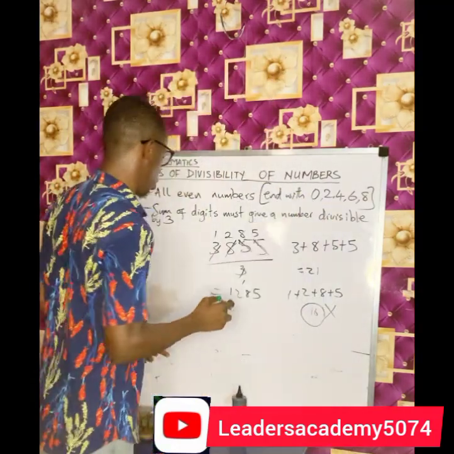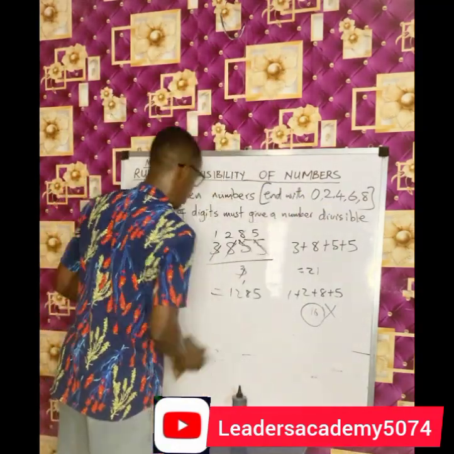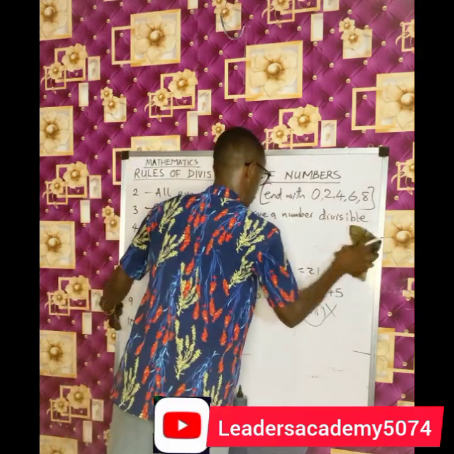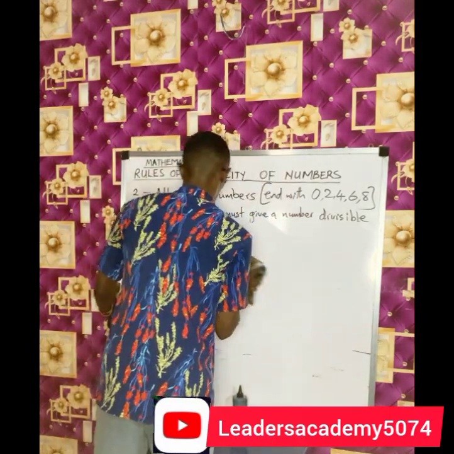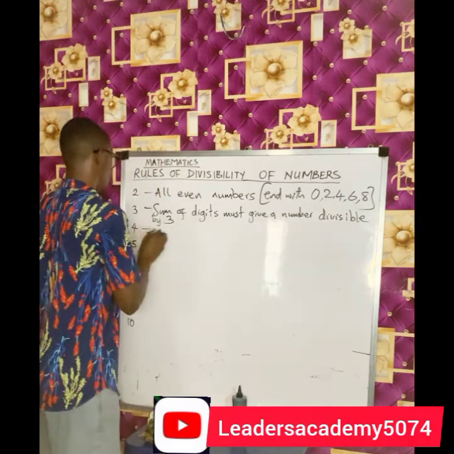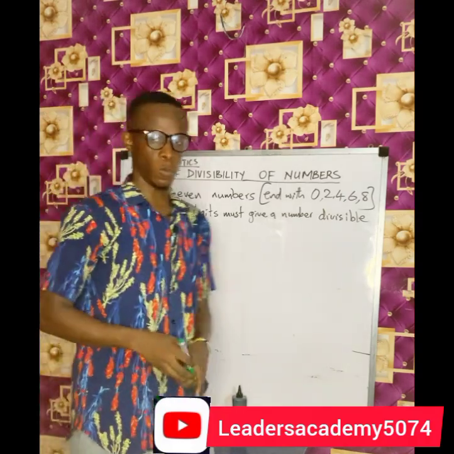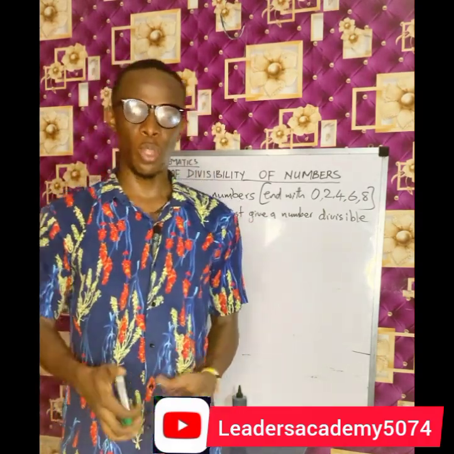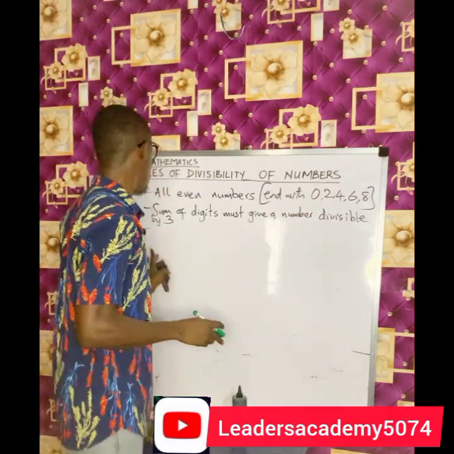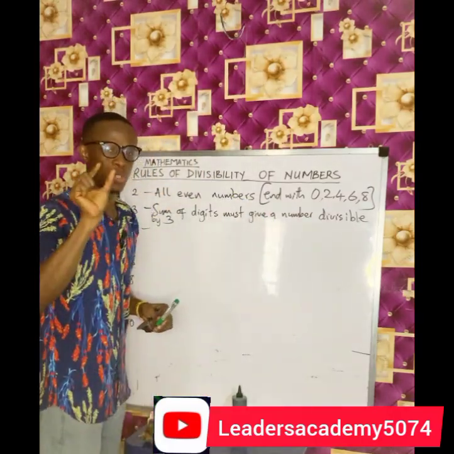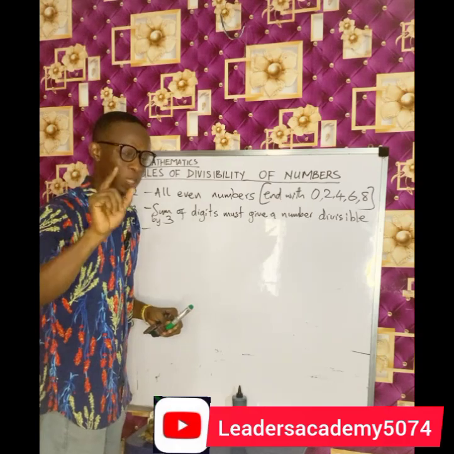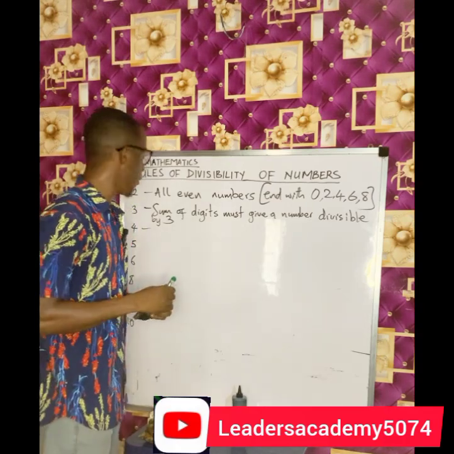You follow it? So I've explained this. We look at numbers divisible by 4. What numbers are divisible by 4? Numbers that are divisible by 4 are numbers whose last 2 digits are divisible by 4.